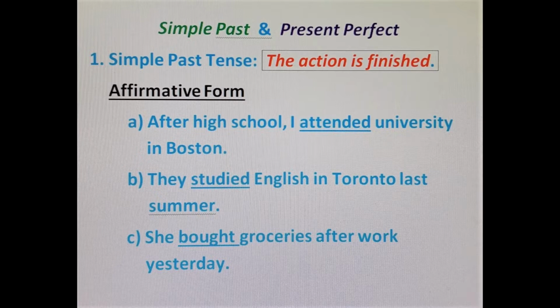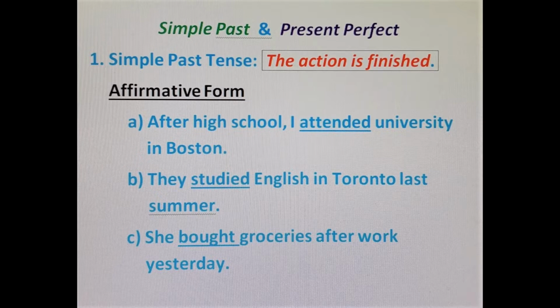Normally, with regular verbs, we take the base form of the verb, which is the infinitive without to, and we add ed. Attended. B. They studied English in Toronto last summer. Repeat. Very good. Now here we have the verb to study. The infinitive ends in y, but when we form the simple past tense, the y changes to i and we add ed. Studied.